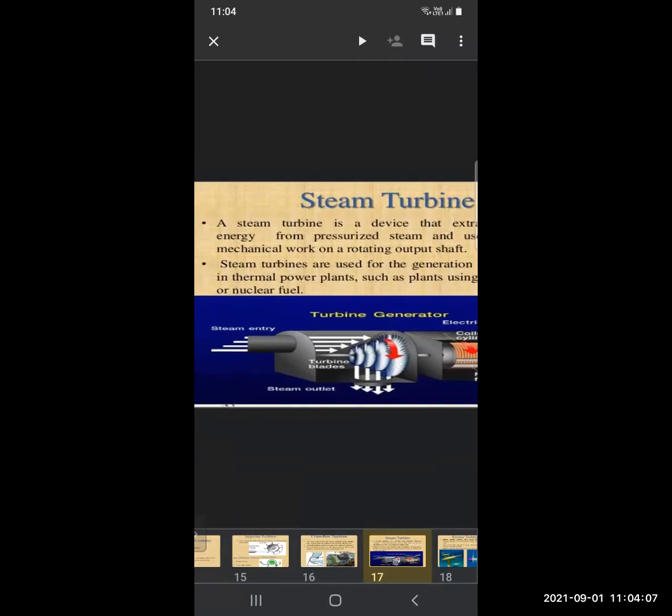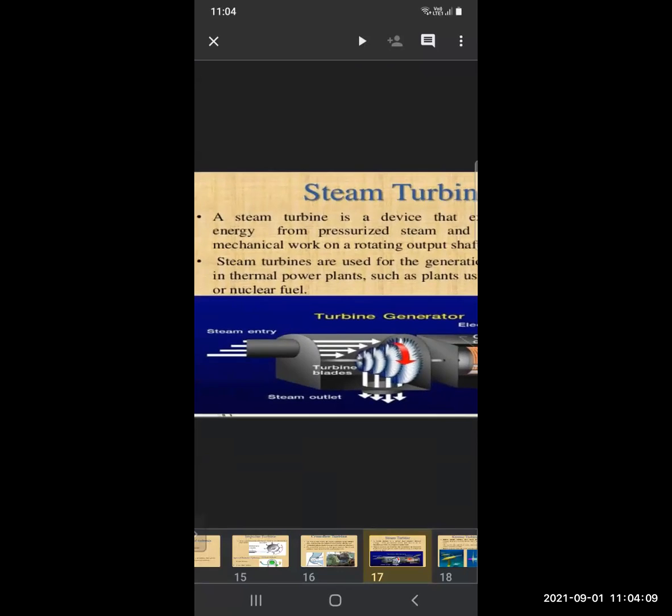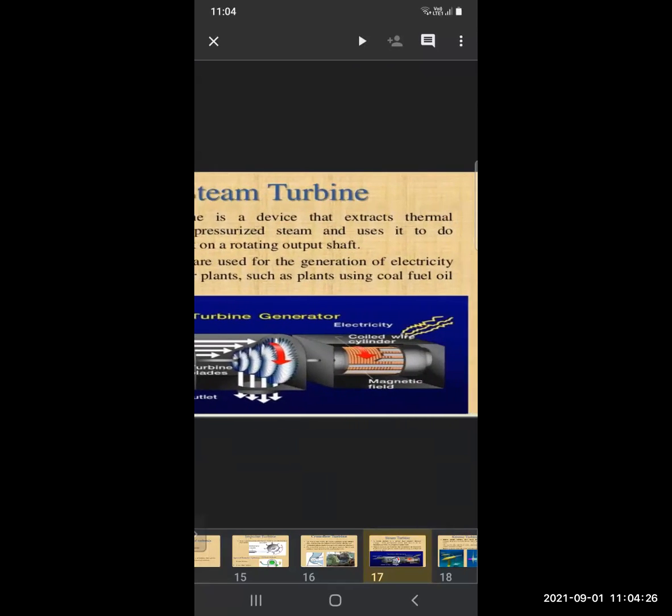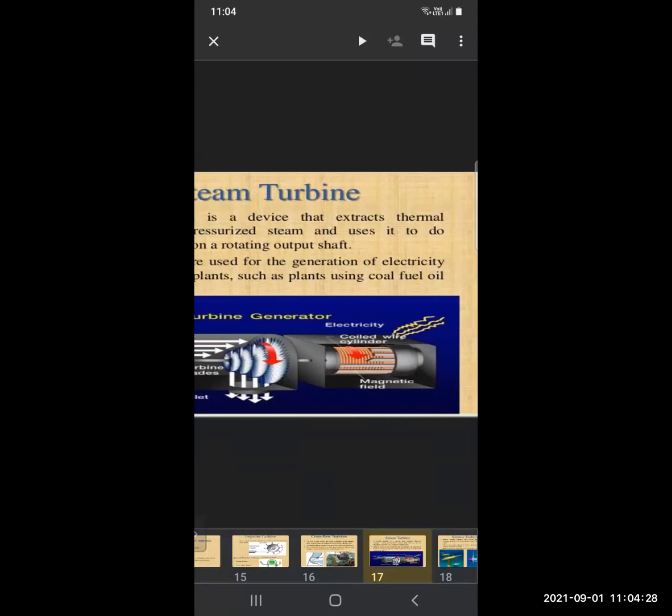You can see the diagram. This is the steam entry. Steam enters, this is the turbine generator, and the turbine blades are moving, rotating. Then the steam outlet happens. Then the coiled cylinder, magnetic field, and electricity is generated.